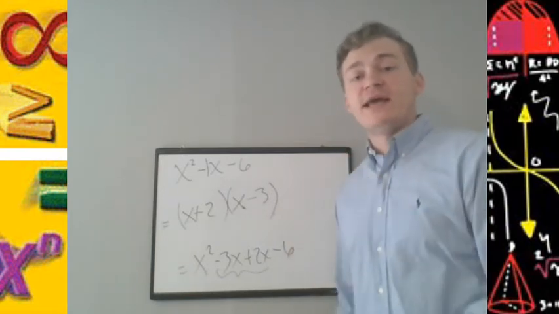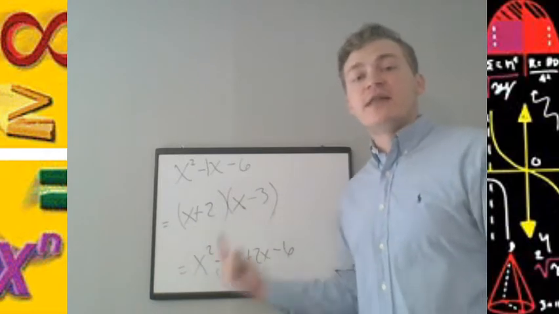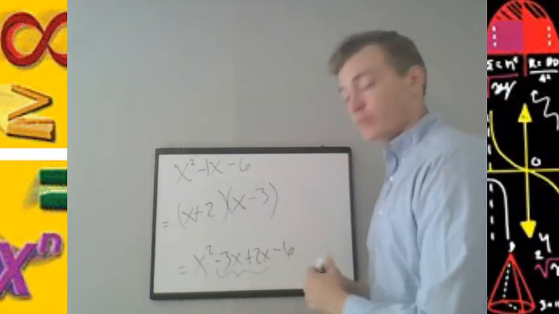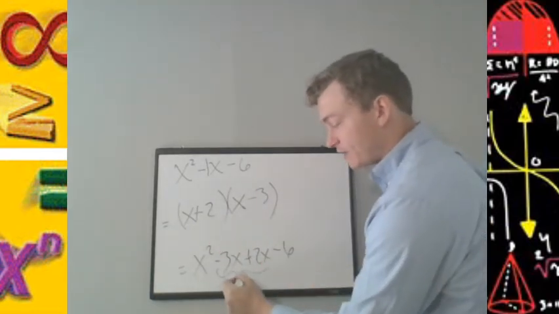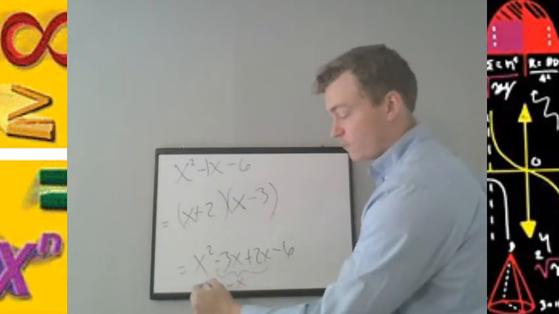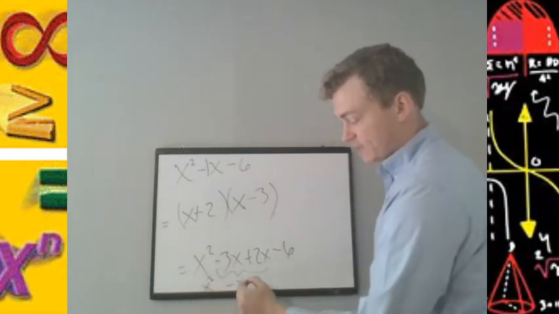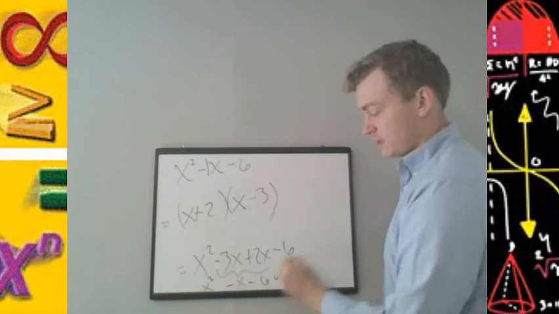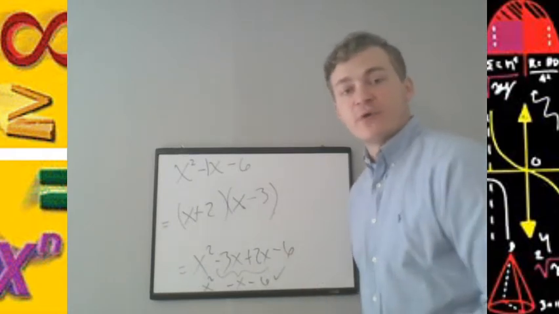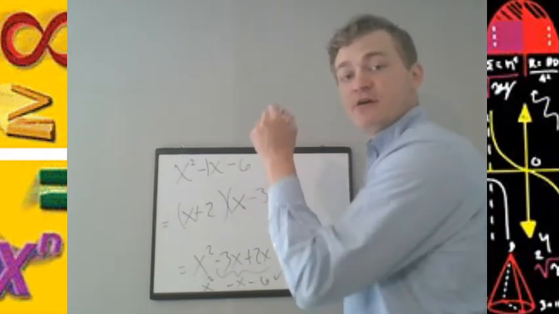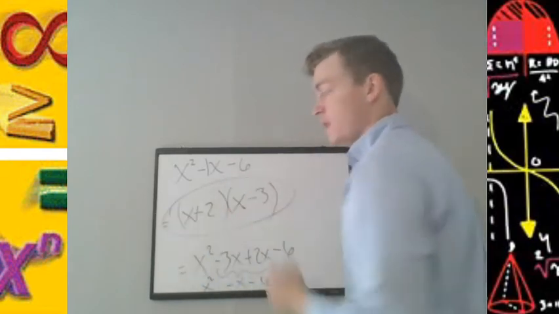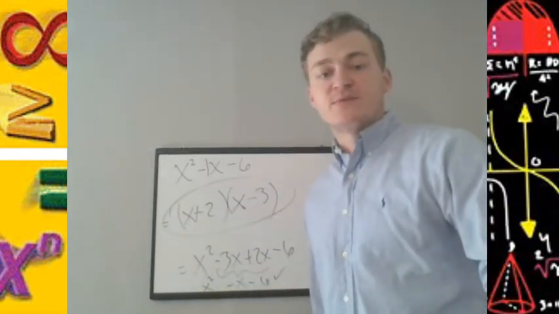But at the end of the day, once we have these factors, let's go ahead and use the FOIL method to confirm. This combining down to give us the minus x, therefore, x squared minus x minus 6. That confirms that we are correct. Therefore, what are the factors for this trinomial? The factors are x plus 2 and x minus 3.